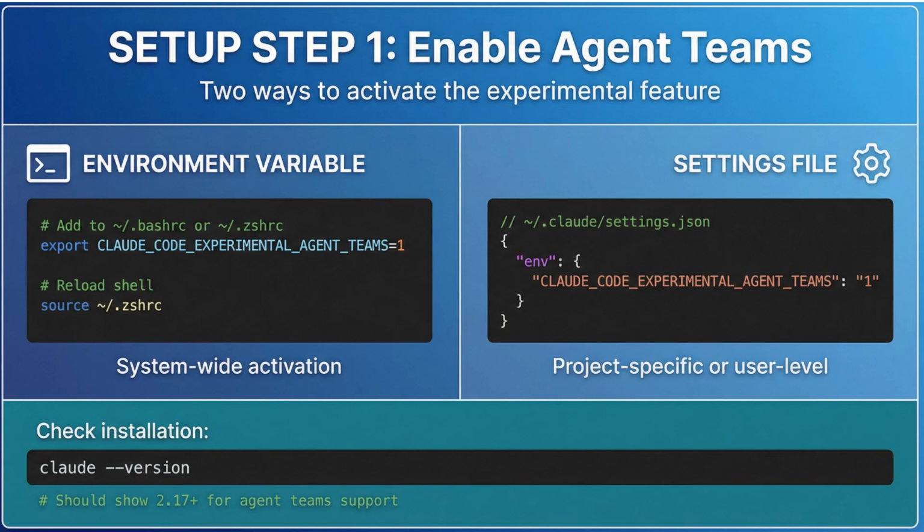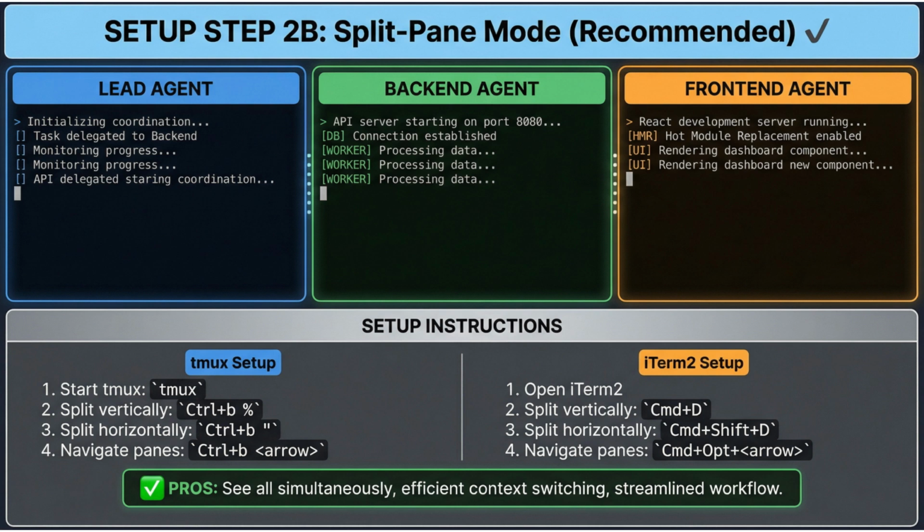Agent Teams is experimental as of March 2026, but setup is straightforward. Enable it with an environment variable in your shell profile or in your Claude Code settings file. Add CLAUDE_CODE_EXPERIMENTAL_AGENT_TEAMS equals 1. Then restart your terminal. The alternative is split pane mode with tmux or iTerm2, where each teammate gets its own pane and you see all outputs simultaneously in a grid. This is the premium experience if your environment supports it.